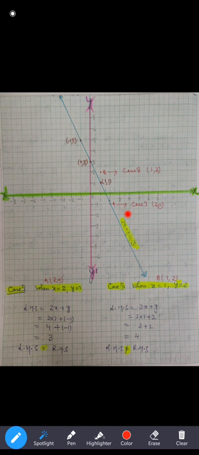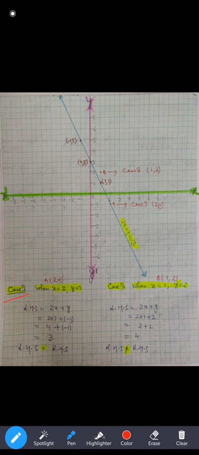Plot 0, 3; 1, 1; minus 1, 5. By joining these 3 points, we get a line. Now take two more points: for case 1, a point A which lies on the line, and case 2, a point B which does not lie on the line. Now let's check these 2 points in the equation.